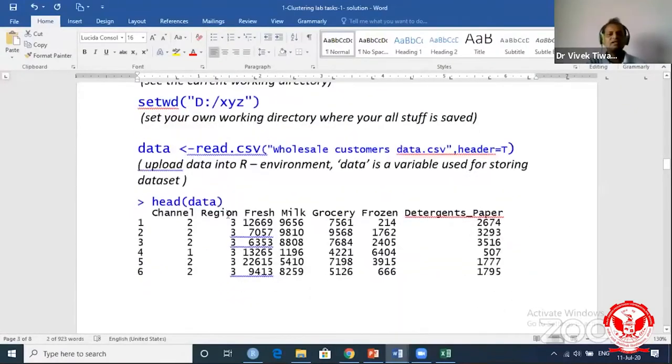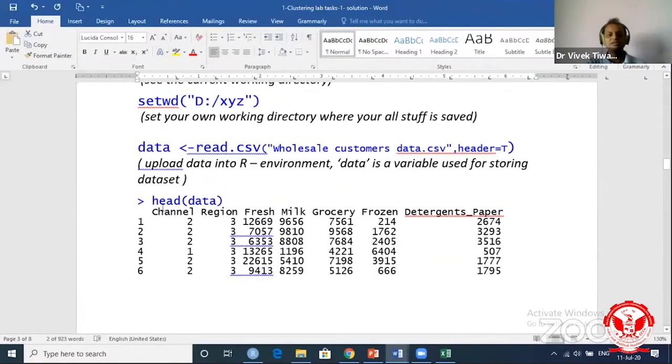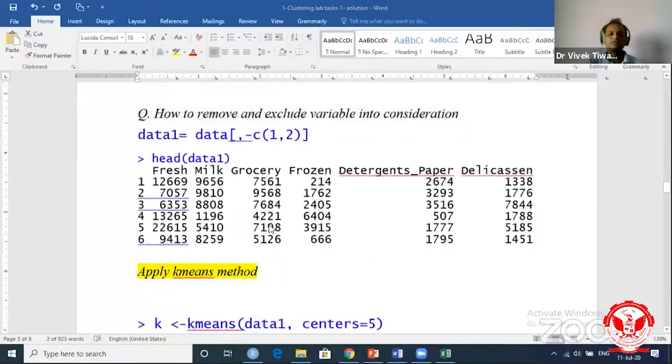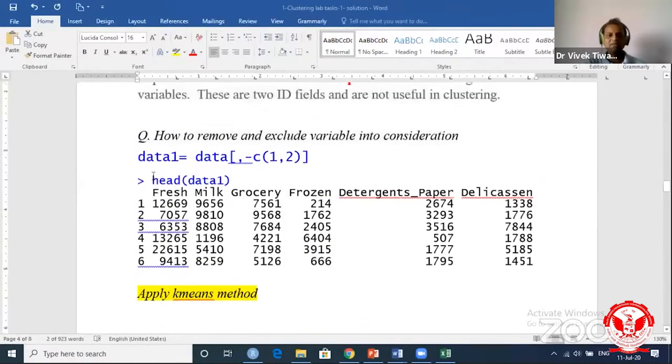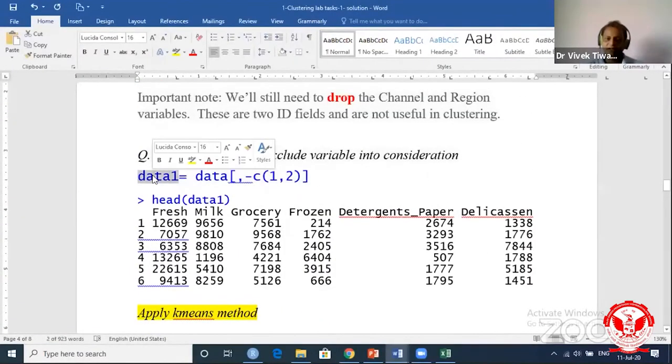That was the channel and region. Channel was at the first index. Region was at the second index. These two are removed. Now, data one is a variable that really contains the real data set.